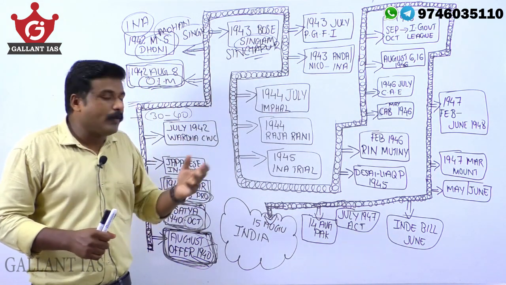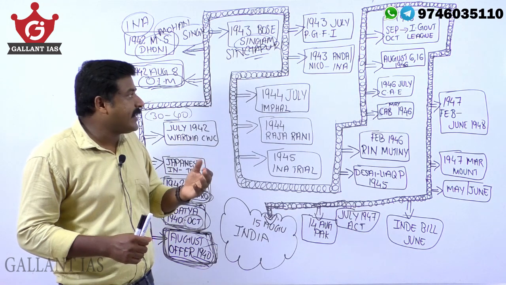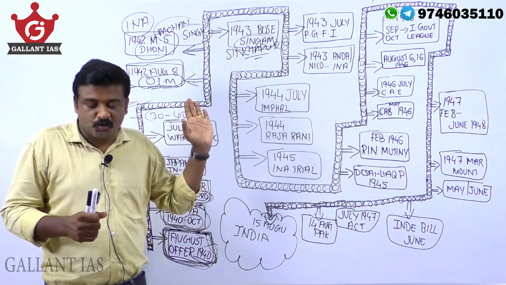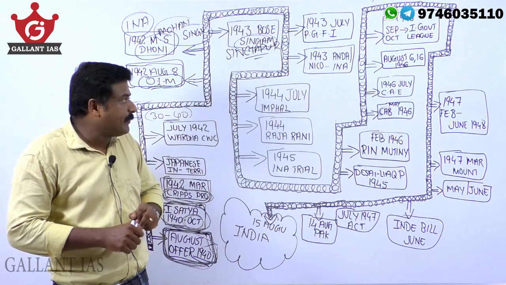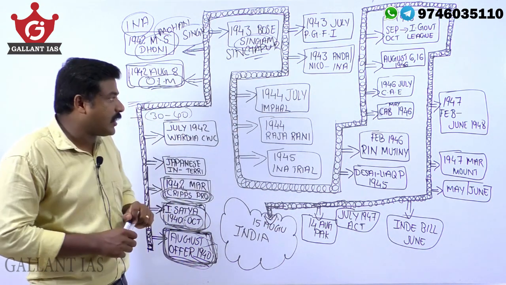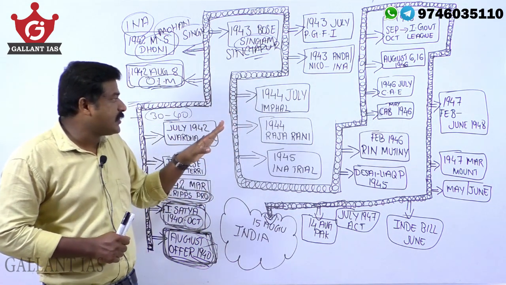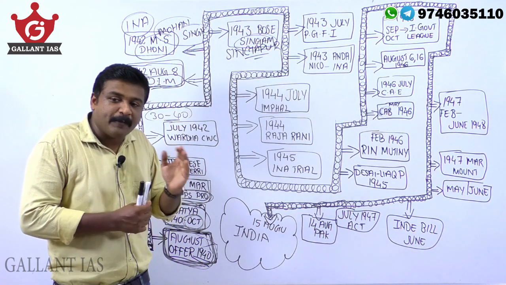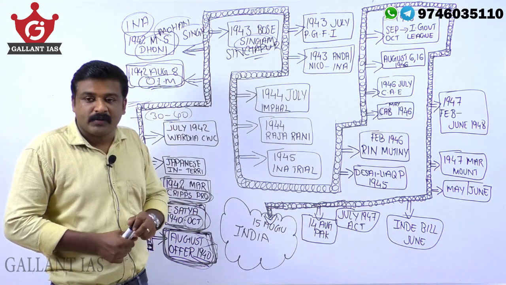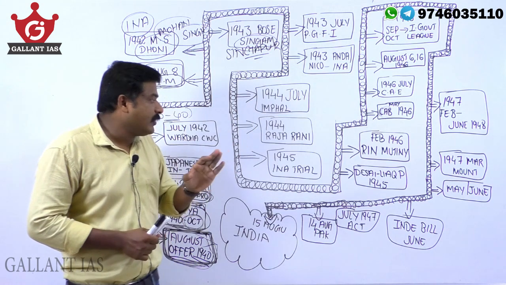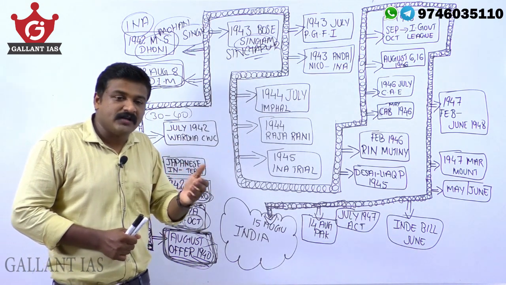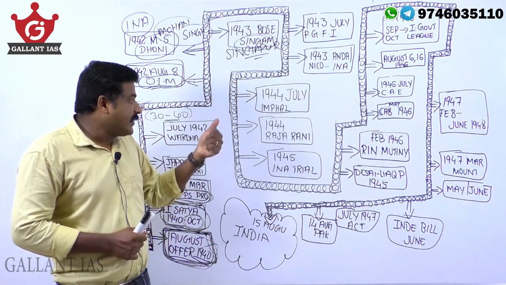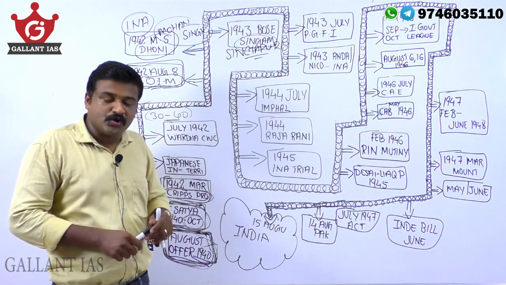1943, Andaman and Nicobar Islands were handed over to this Provisional Government of Free India, to the INA, by the Japanese government. Now 1944, July, there is the Imphal campaign in which INA forces accompanied Japanese forces to fight the British. But in the Imphal campaign, we have seen the Japanese forces faced reverses.